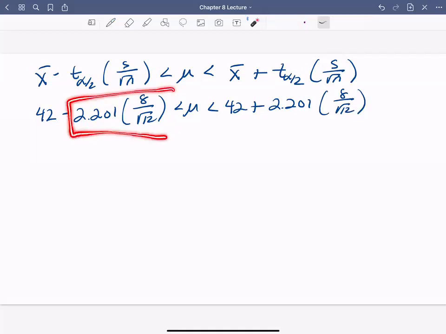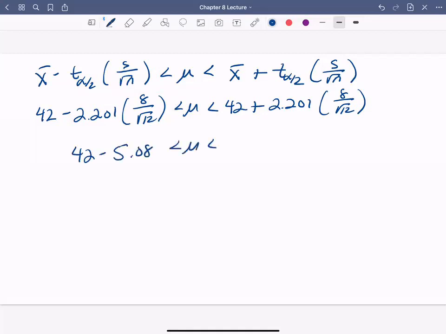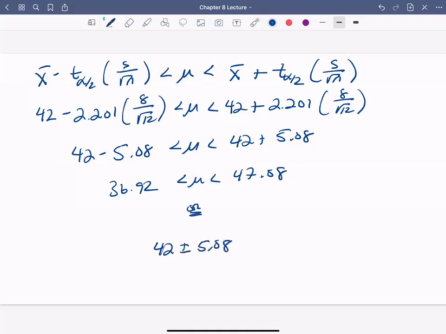Calculator portion right here. 42 minus 5.08 less than mu less than 42 plus 5.08. I have 36.92 less than mu less than 47.08, or you could say 42 plus or minus 5.08. So with this, now we have a 95% confidence interval that the population mean for the temperatures will be between 36.92 degrees Fahrenheit and 47.08 degrees Fahrenheit.